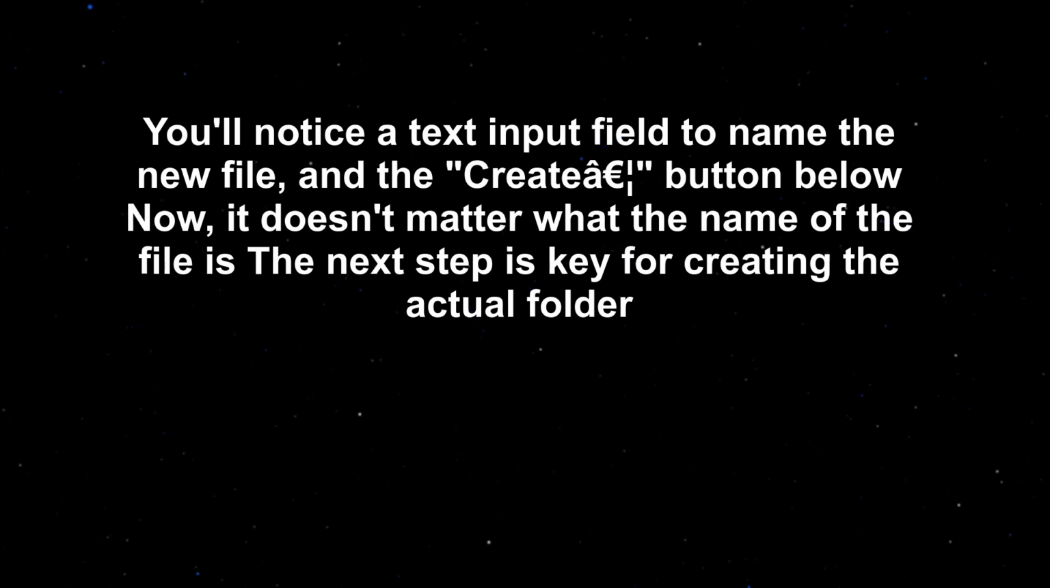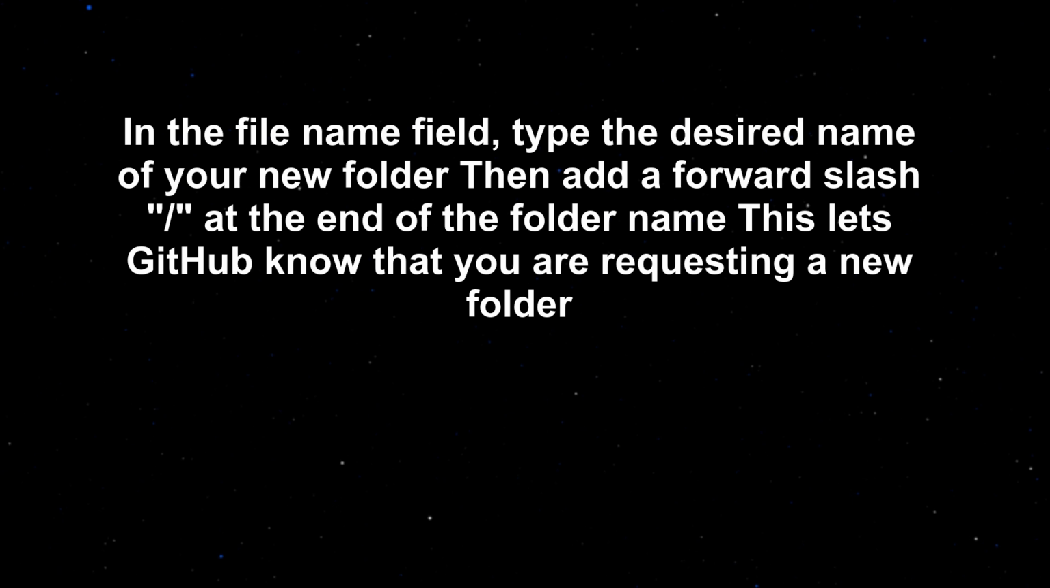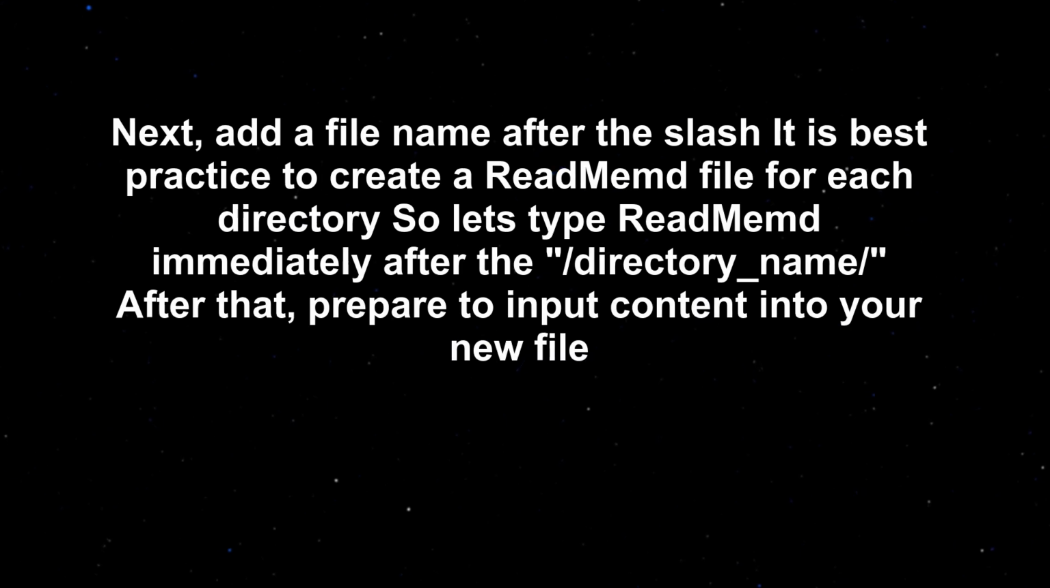The next step is key for creating the actual folder. In the file name field, type the desired name of your new folder, then add a / at the end of the folder name. This lets GitHub know that you are requesting a new folder. Next, add a file name after the /. It is best practice to create a README file for each directory, so let's type README immediately after the directory name.